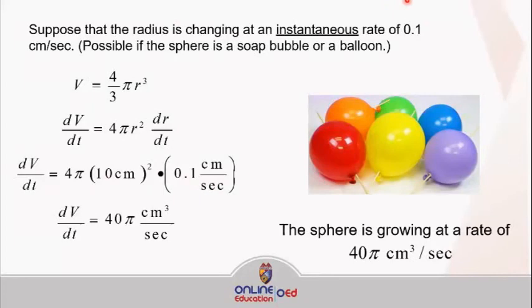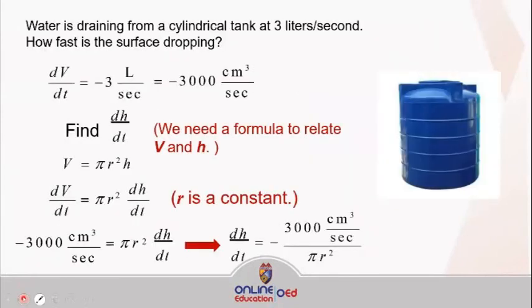So given this value, it is the instantaneous rate. And then the value of dV over dt is equal to 4 pi centimeter cube over second, or the sphere is growing at a rate of 45 centimeter cube per second. And then, if you have a question, just tell me. You can still interrupt me while I'm discussing the subject.